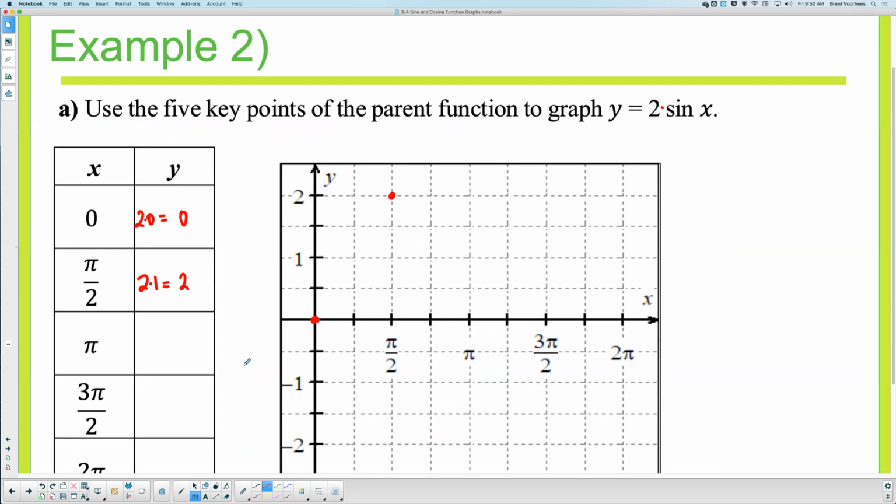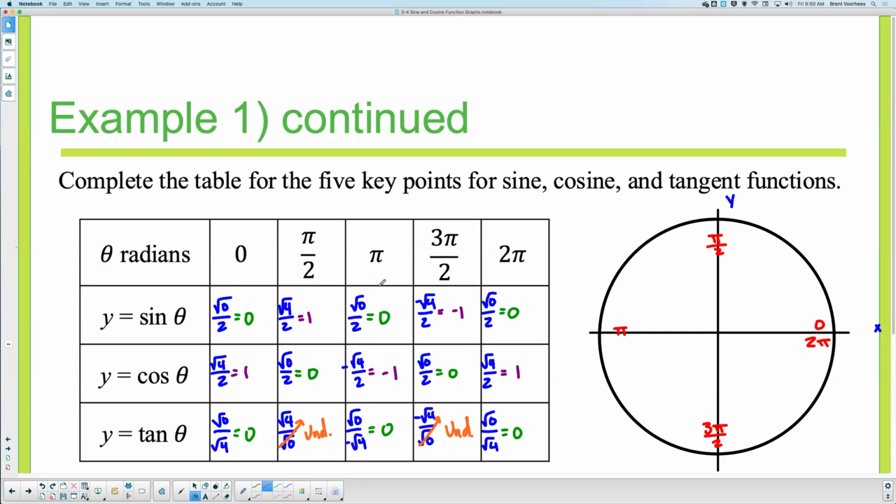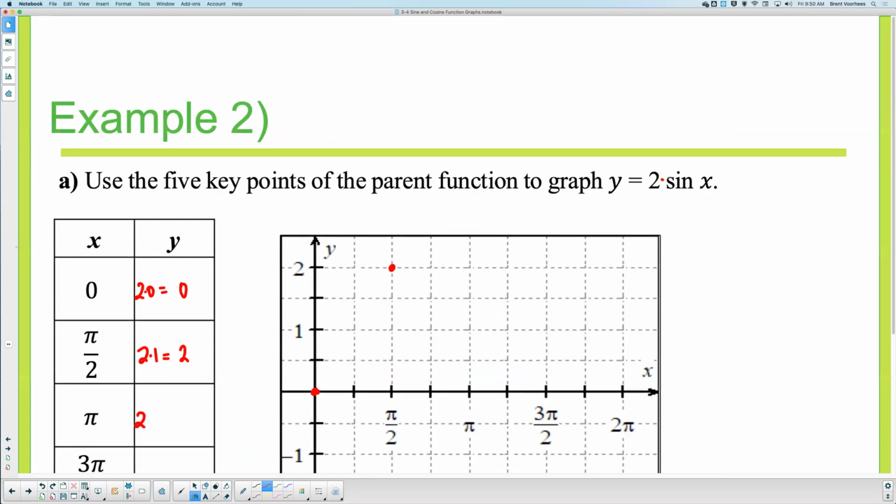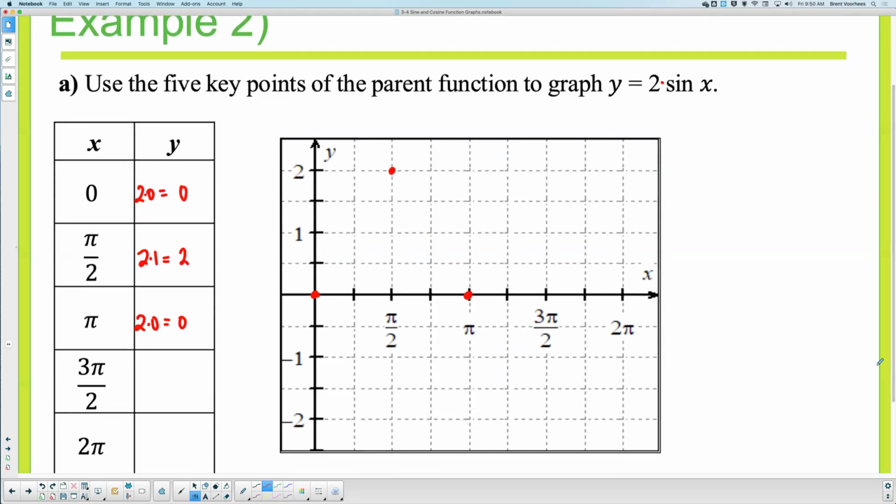There we go. Okay, what about pi? Well, what was our key point at pi? It was 0. So what's 2 times 0? 0. We're back at 0. Okay, 3 pi over 2. Now in the unit circle, that's at the very bottom, when y is at its minimum value of -1. What's 2 times -1? -2. So at 3 pi over 2, we're going to be down at -2.